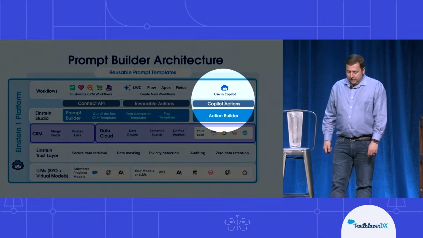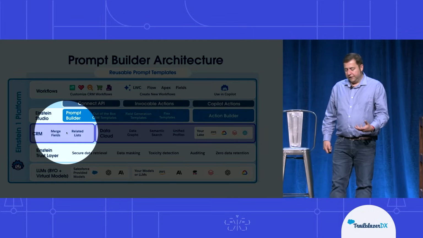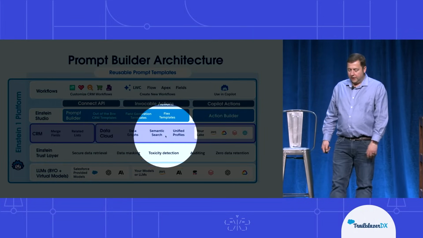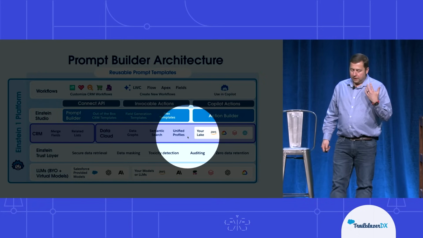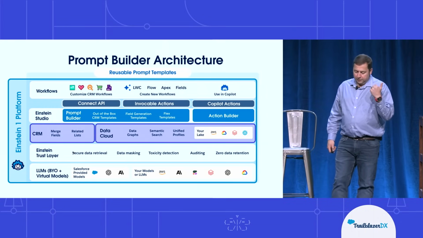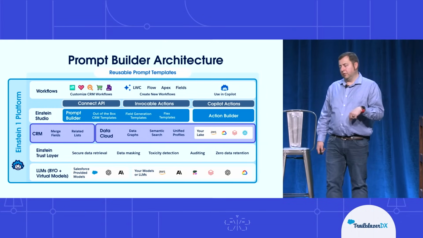All of this is grounded by the CRM system with merge fields, related lists. Josh is going to show all of those. You can do Data Cloud via flow and enrichments. All of it runs through the trust layer. I think we're going to talk a little bit more about that. And then you can pick your LLM. And this is really, really important.